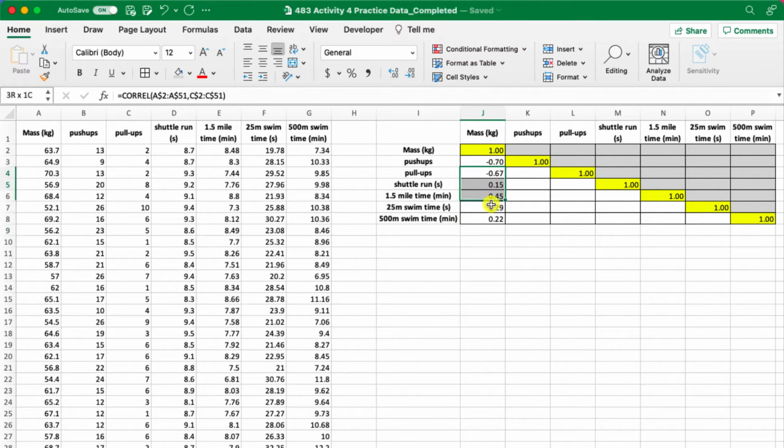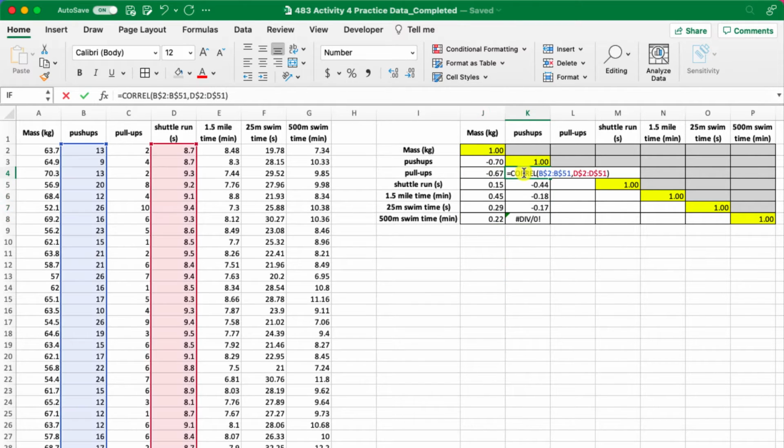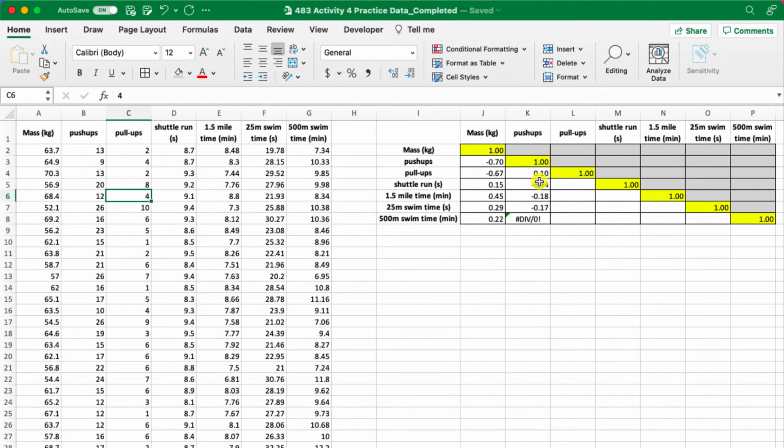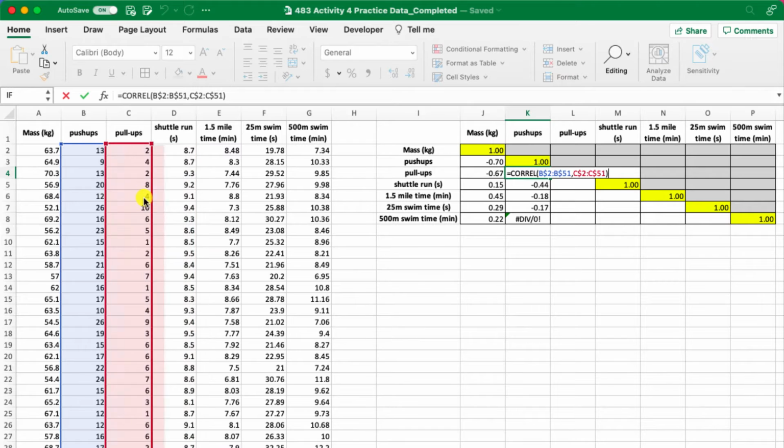To fill in the rest of the correlation matrix, all we have to do is click and drag. Now push-ups would be our blue variable, and then the variable we'd be modifying by dragging the box around would be the one that's in red. So I would look at push-ups and pull-ups, because that's the variable that is in this cell. There we go.